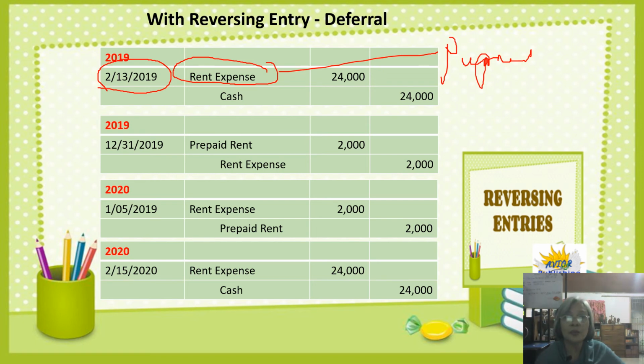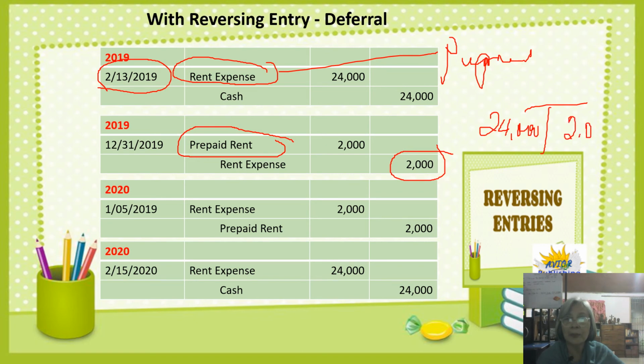So, you have an excess of 2,000 at the end of the year. You're going to make an adjustment. You debit the prepaid rent, kasi yun yung prepaid mo, and you credit the expense for 2,000. Bali, ang matitira mong expense ngayon ay 24 naka-debit, diba? At magke-credit ka ng 2. Ang mapapasok sa income summary natin ay 22,000. Ito ang mare-record as expense for 2019.